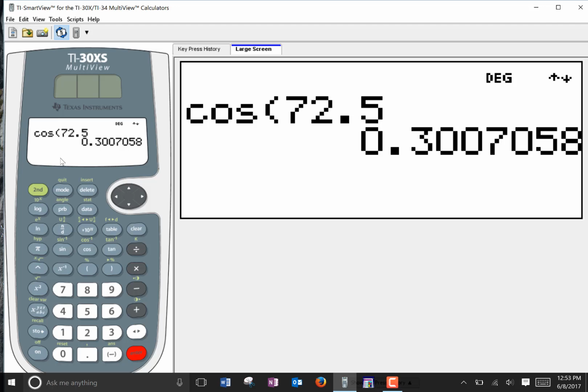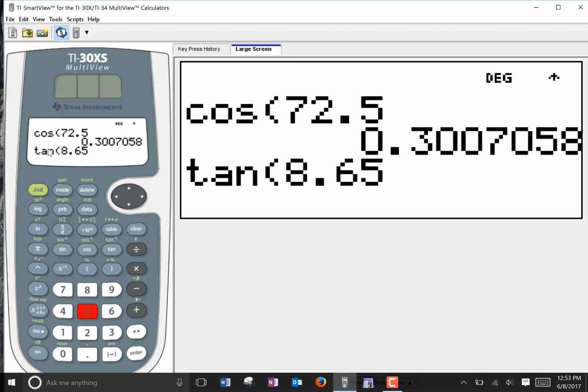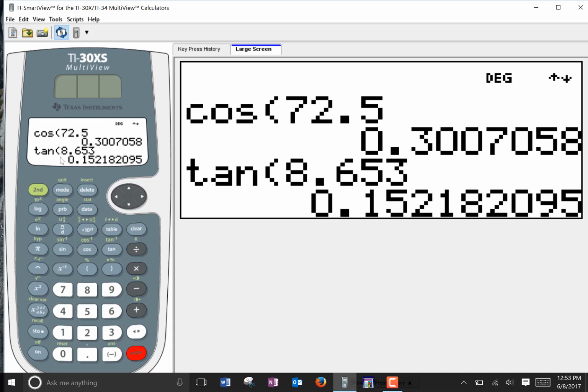If I was doing number 14, I would just type in tangent of 8.653, just like you see it. You probably want 100 of these on your test, don't you? So that would be my answer.